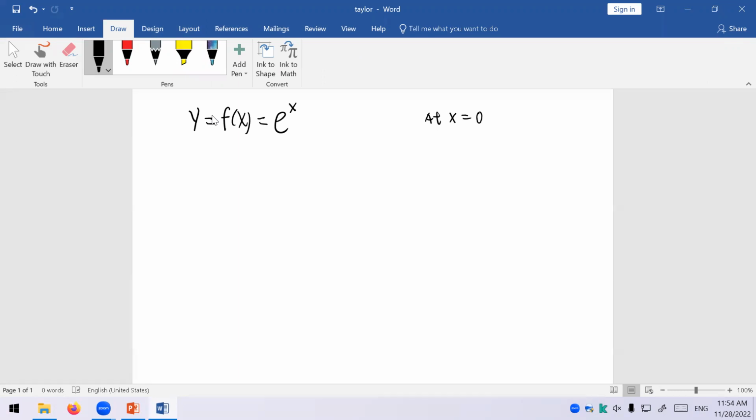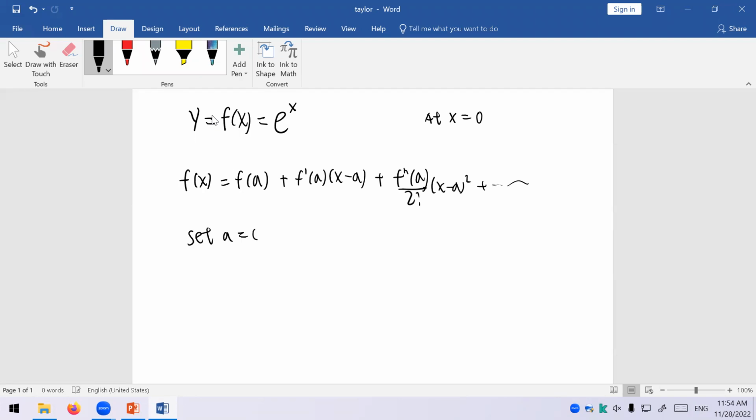So what do I need to do? I'll just show you the general formula. f of x is equal to f of a plus f prime of a times x minus a, and so on. And here I will set a equals 0. So then what is f of 0? f of 0 is just e to the 0, which is 1. And then what about the derivatives?